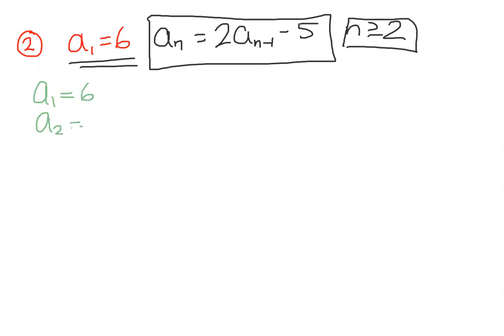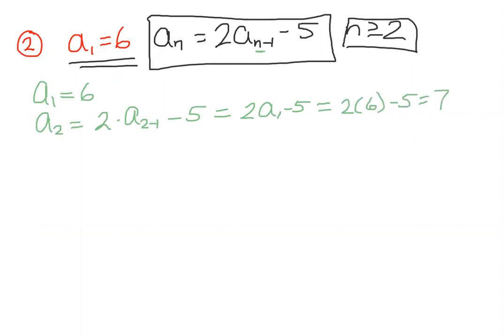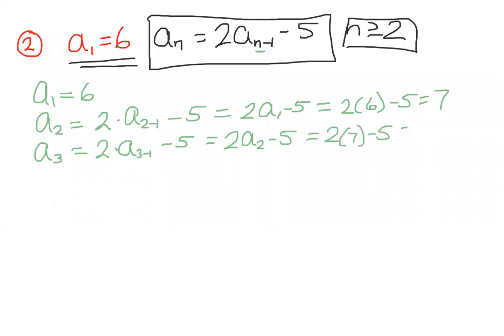A2, we're going to put a 2 in for n, and we're going to get 2 times a2 minus 1 minus 5, which is 2 times a1 minus 5. So we're going to say that's 2 times 6 minus 5, which gives us 7. All right, it's 2 times the term before it minus 5. That's what the rule is. So a3 is going to be 2 times a3 minus 1 minus 5, which is 2 times a2 minus 5, which is 2 times 7 minus 5, and we get 9.